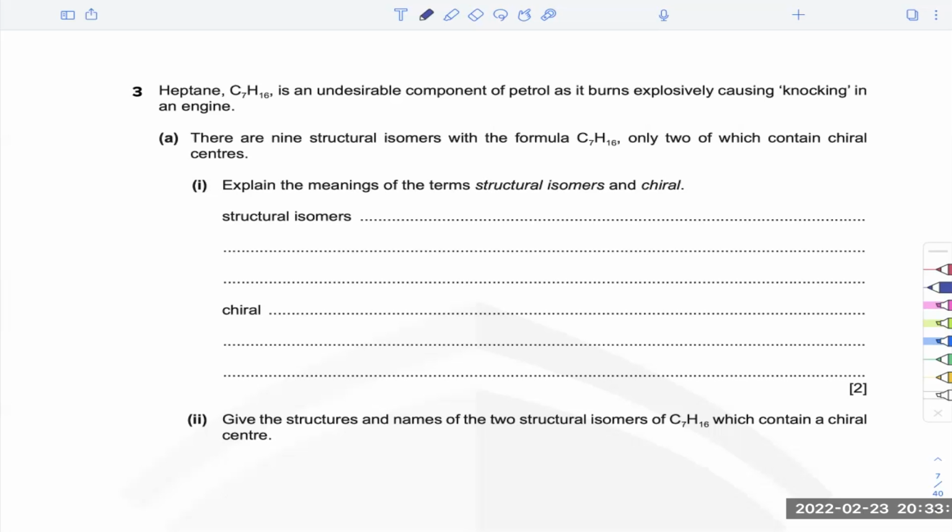And structural isomers, you have to describe them. Same molecular formula, different structures. We have talked about it, that's the definition we are taught in O levels. So same molecular formula, different structure. Chiral, central atom joined with 4 different groups, and that is chiral. Okay, you can also talk about that it causes optical isomerism, and there are enantiomers produced. You can talk about that.